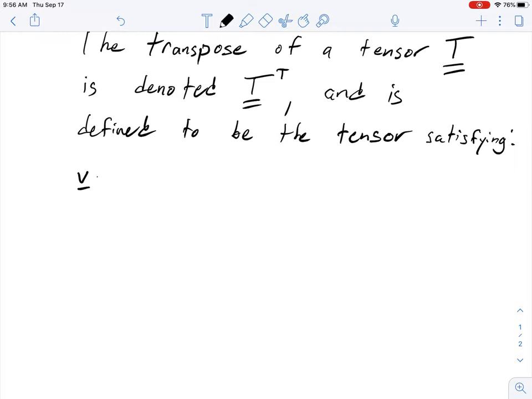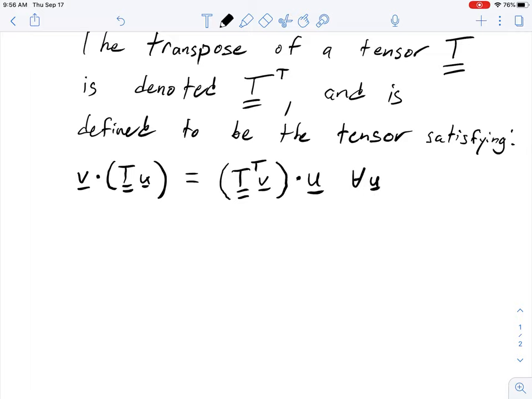It satisfies V dot the vector that is the outcome of T acting on U is equal to the outcome, so the vector that is given by T transpose acting on V, inner product U, for all U and V in our vector space.